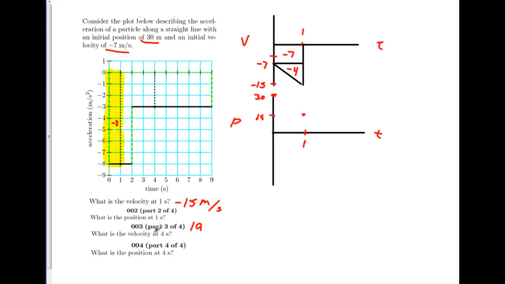Alright, so now it says, what's the velocity at 4 seconds? Well, if I want to find the velocity at 4 seconds, I need to find out what additional area I have. So let's get the highlighter. 4 would be all the way over to here. So let's find out what the area is going to be.